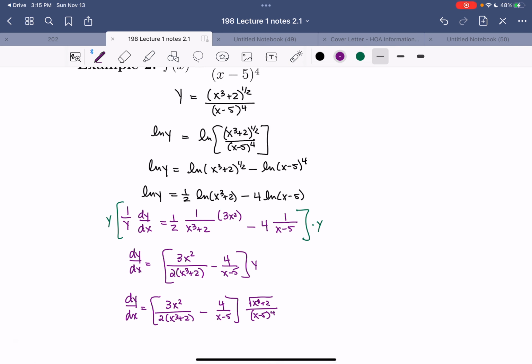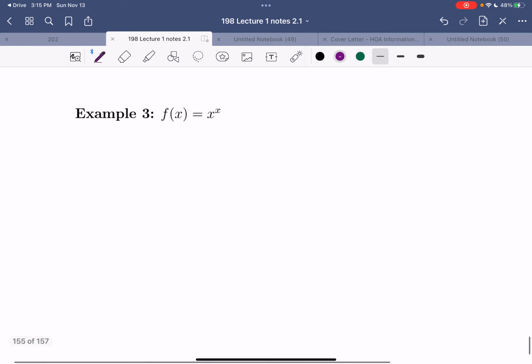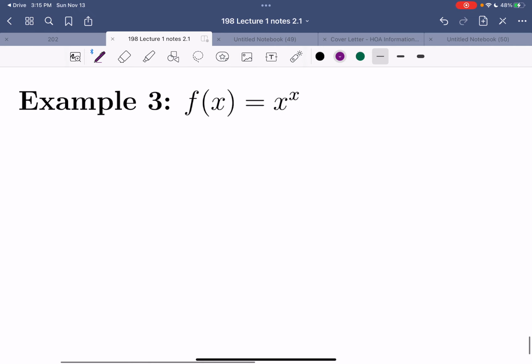As I mentioned, besides a complicated function with multiple rules, the other time we use this is when we have a variable in the base and a variable in the exponent. So x is in both places. And we're going to use the same procedure. The operating procedure does not change. So I replace my f of x with a y, so y equals x to the x.